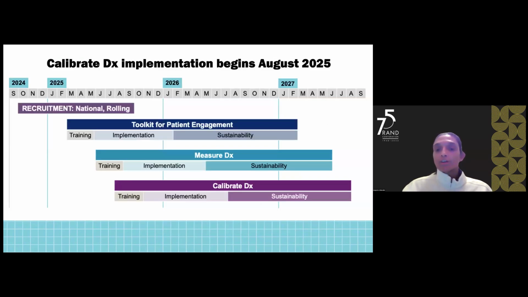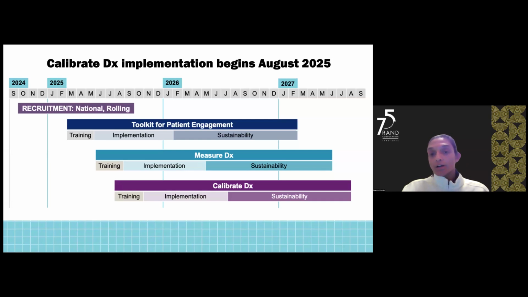Just a quick overview of our timeline. You can see the 3 tools along this timeline and Calibrate at the end, which we plan to begin rolling out in August of 2025. So you have some time to think through participation and get into place all the necessary processes and procedures.